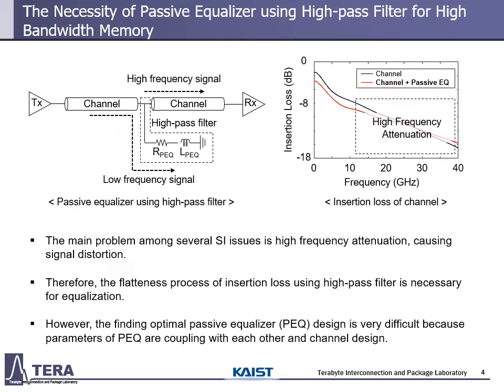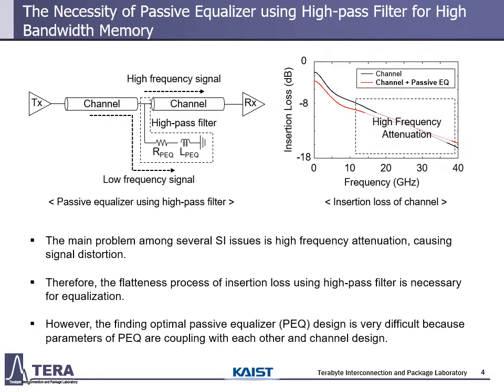This page is about an example of passive equalization for signal integrity by using a high-pass filter. Of course, the equalization process can be achieved by diverse schemes of equalizer. But in this paper, we focused on the passive equalizer configured with resistance and inductance. If the passive equalizer is applied to any channel, low frequency signal can flow to the ground. So the high frequency signal can be transmitted relatively more than the low frequency signal. As shown in the right figure, the red line with passive equalizer is more flattened than the original channel case. So the high frequency attenuation effect can be reduced.